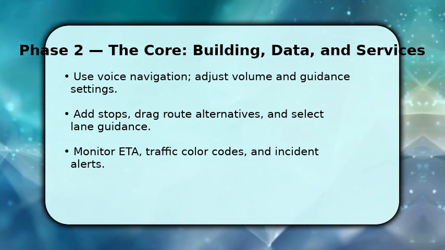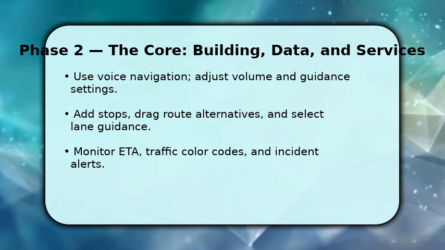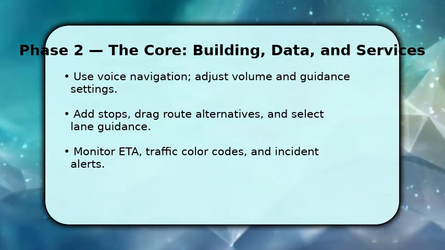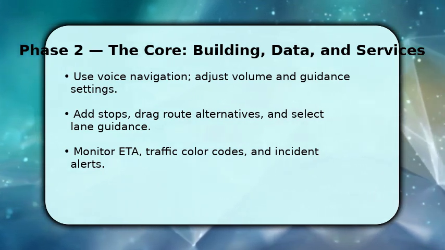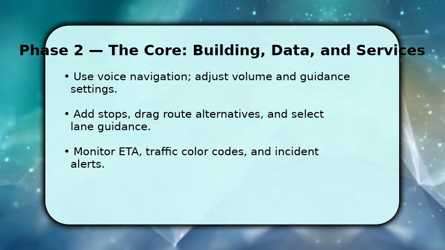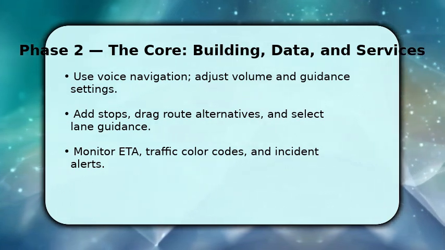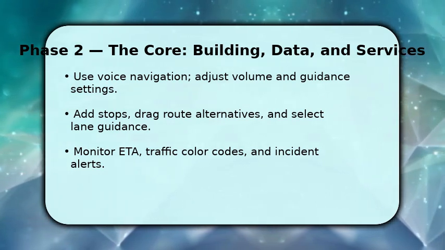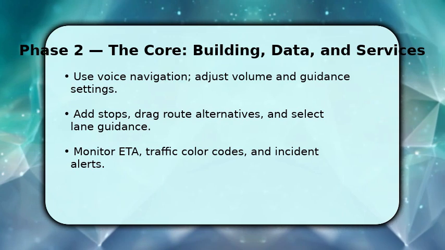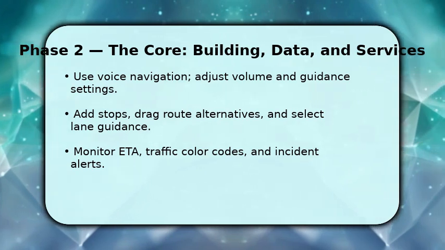You can add stops by tapping Add Stop, reorder them, or drag alternative routes to change the path. This helps avoid construction or save time. Make sure lane guidance is enabled for complex junctions, and watch the ETA and traffic color codes to anticipate slowdowns. If you need to reroute, Google recalculates automatically, but you can manually pick an alternative when available.